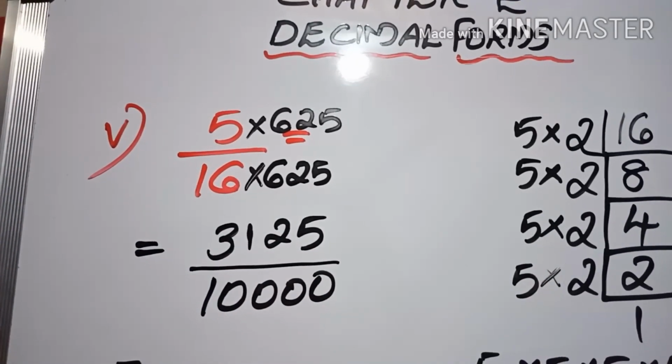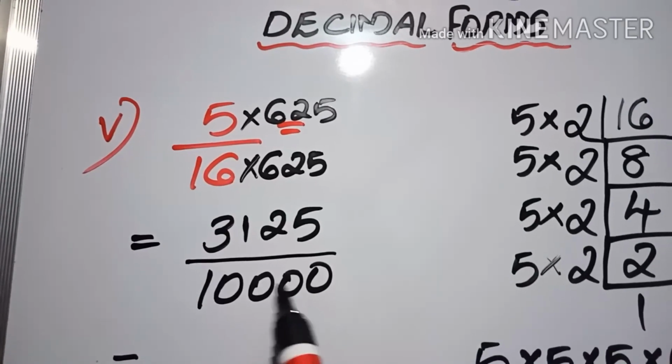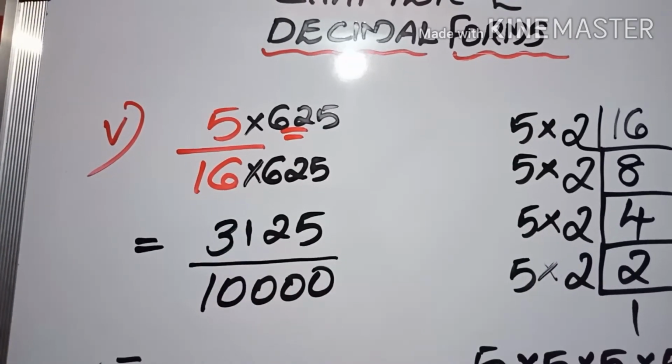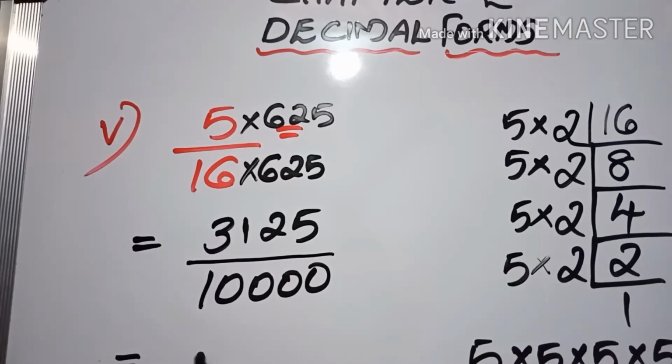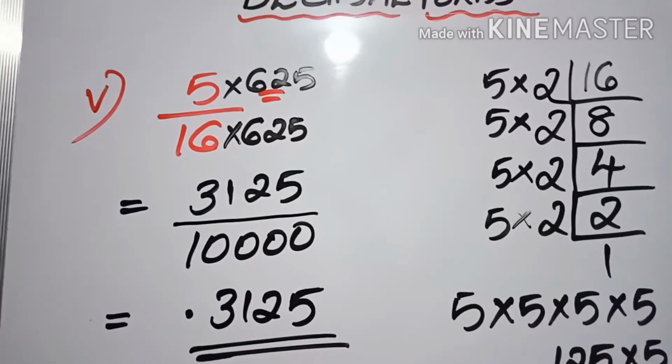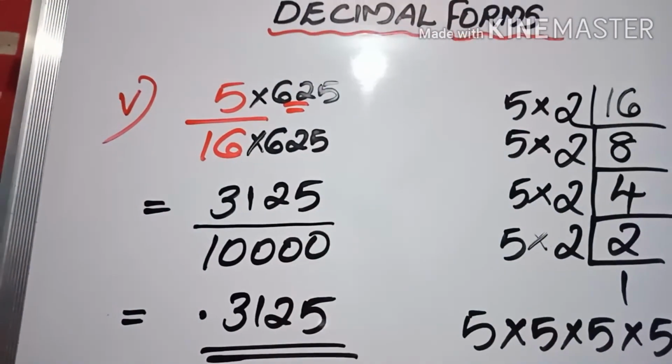Now we can find the decimal form of this. 1, 2, 3, 4 zeros here. So 1, 2, 3, 4 numbers also here. So answer is 0.3125. This is the decimal form of 5 by 16.